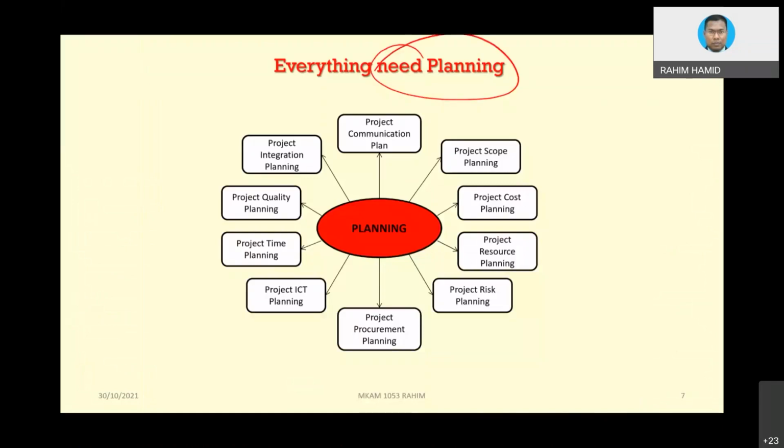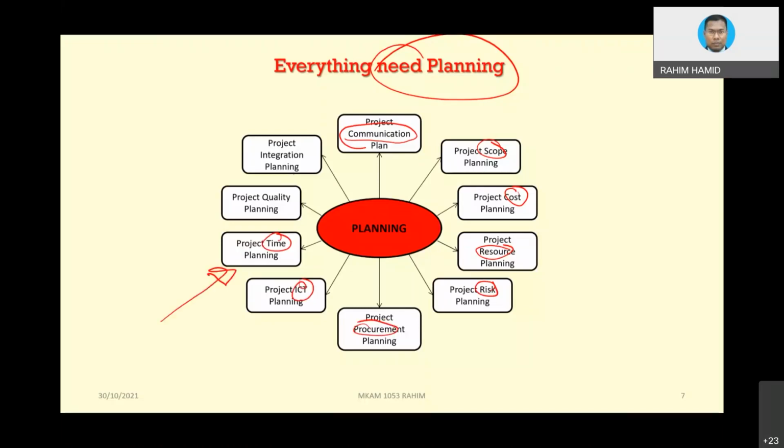In a project, for instance, we do have communication. Communication is one of the big issues, and even communication has planning by itself. How about scope? Scope also has planning. Cost also has planning. Resource, for sure. Resource is basically related to scheduling anyway. Risk also has planning. Procurement, ICT also have planning, and time is the one that we are going to zoom in on.